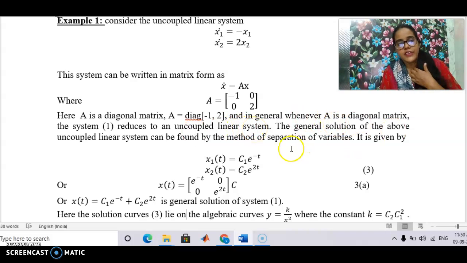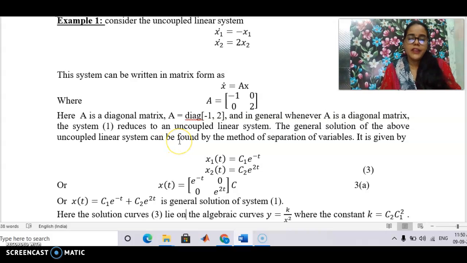The general solution of the above uncoupled linear system can be found by the method of separation of variables, and it is given by the following. Now from the first equation, dx1 over dt will be equal to minus x1. Rearranging, dx1 upon minus x1 is equal to dt. Integrating, log of x1 is equal to t plus constant c1. And when you remove the log, you get the solution x1(t) equal to c1 e to the power minus t.